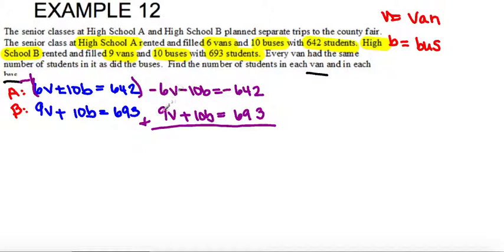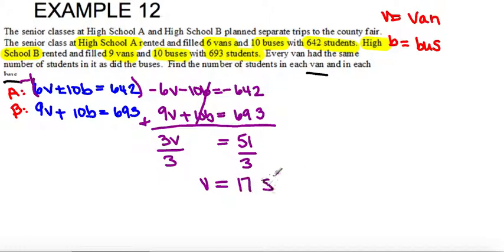So I have negative 6V plus 9V is 3V. I have negative 10B plus 10B cancels out because they're inverses of each other. And then I have negative 642 plus 693, which comes out to 51. And I have to get V by itself, so I divide both sides by 3. So I have 51 divided by 3, which is 17 students in each van.